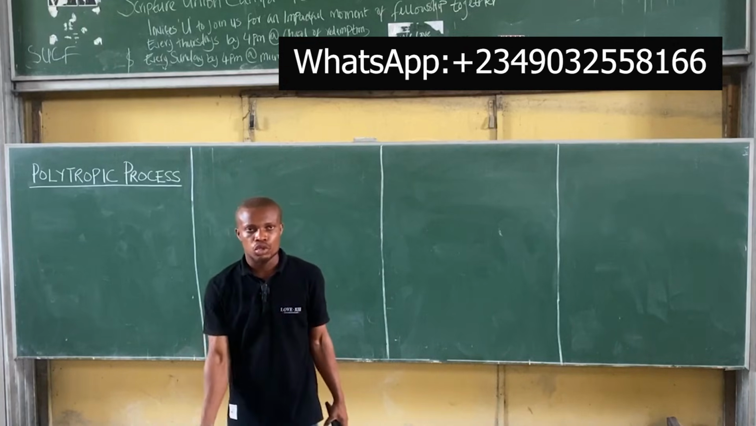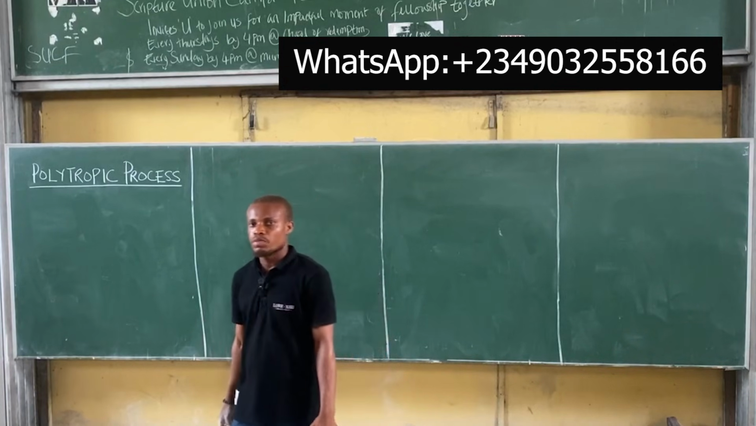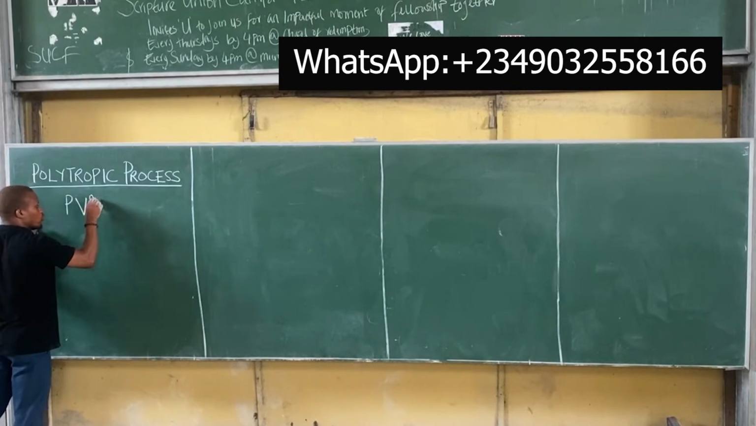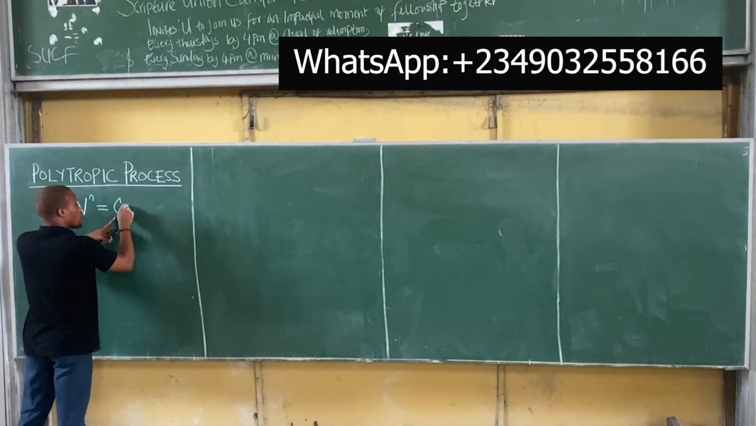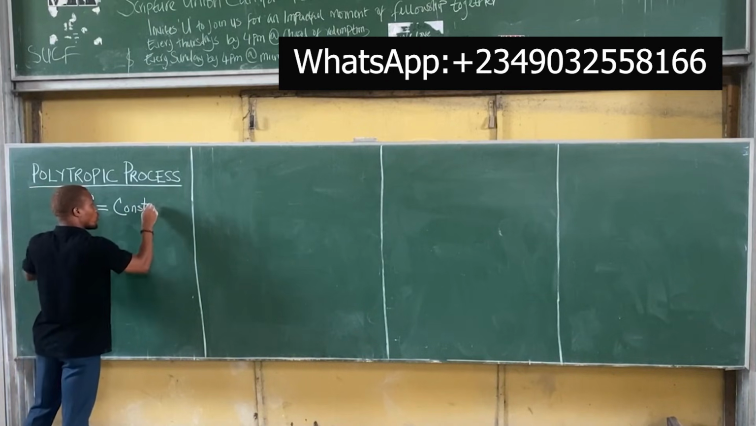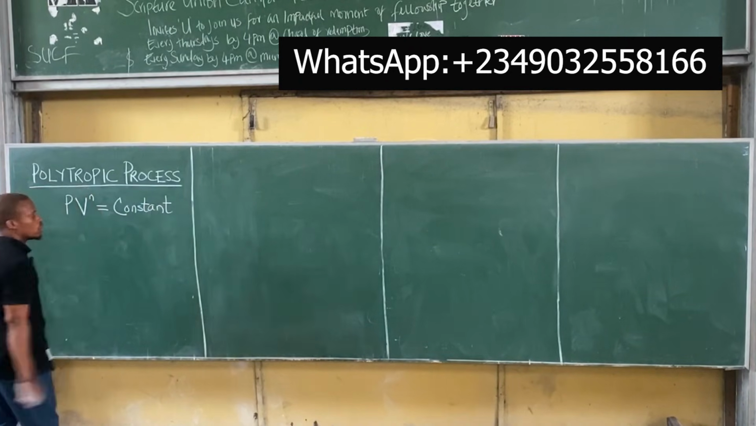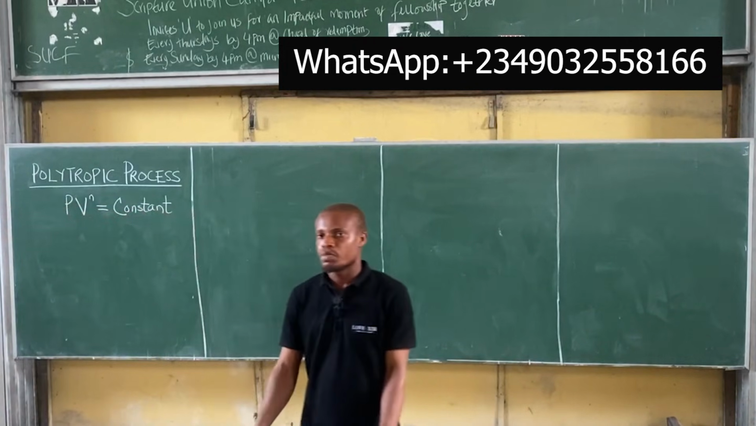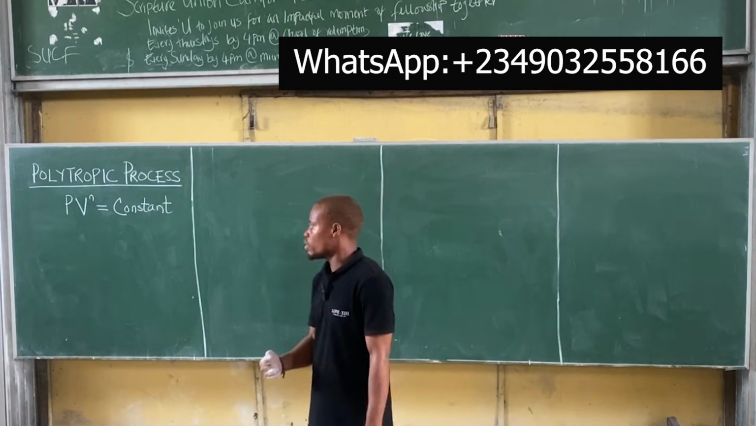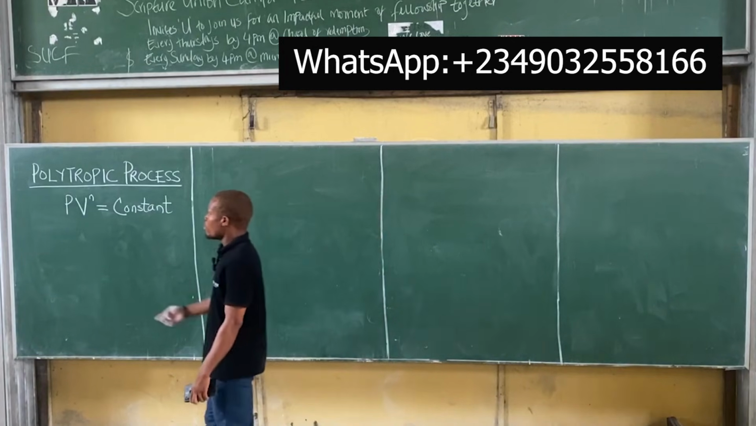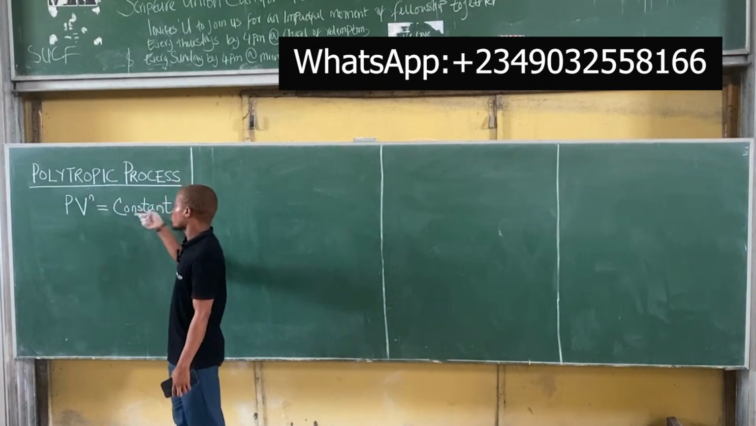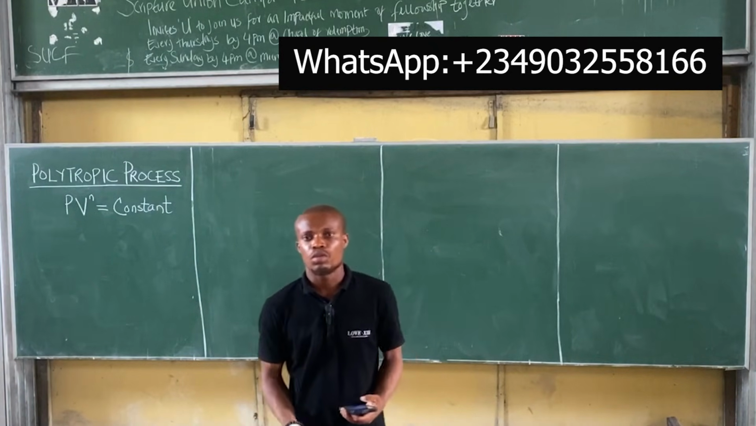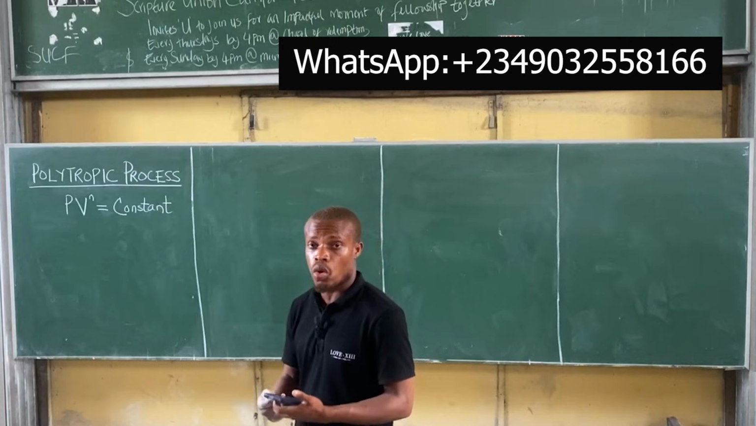Okay, let's look at a polytropic process. A polytropic process is any thermodynamic process that obeys the law PV raised to power n equals a constant, where n is known as the polytropic index of compression or expansion.